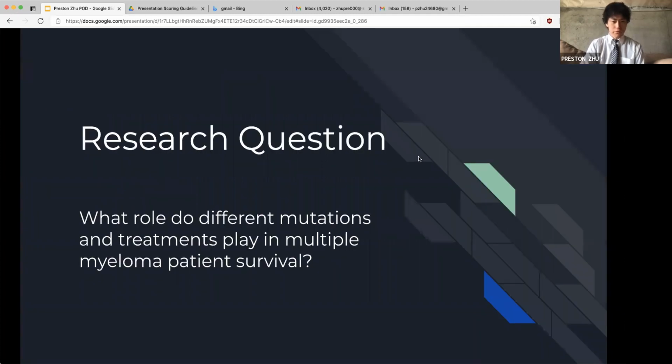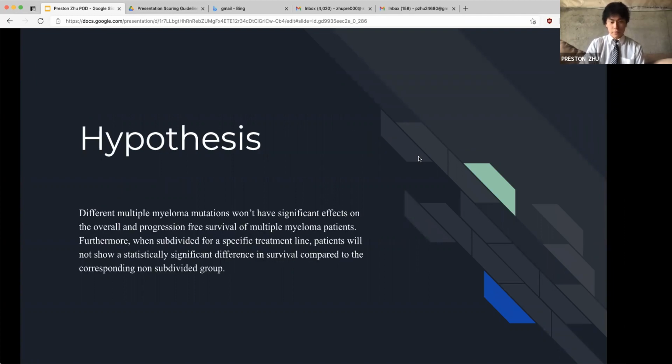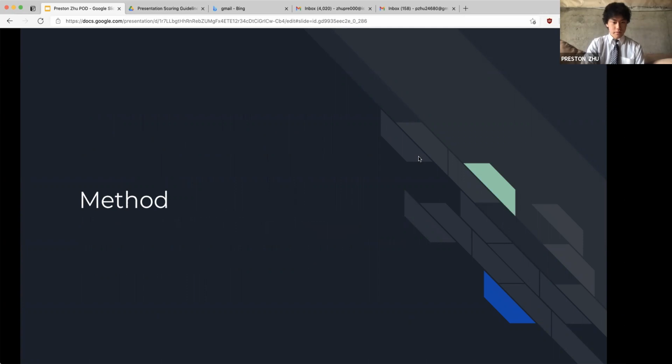So what role do multiple myeloma mutations and treatments play in patient survival? Well, different multiple myeloma mutations won't have a significant effect on overall and progression-free survival of multiple myeloma patients. Furthermore, when subdivided for specific treatment lines, patients will not show a statistically significant difference in survival compared to a corresponding non-subdivided group. So moving on to the method.